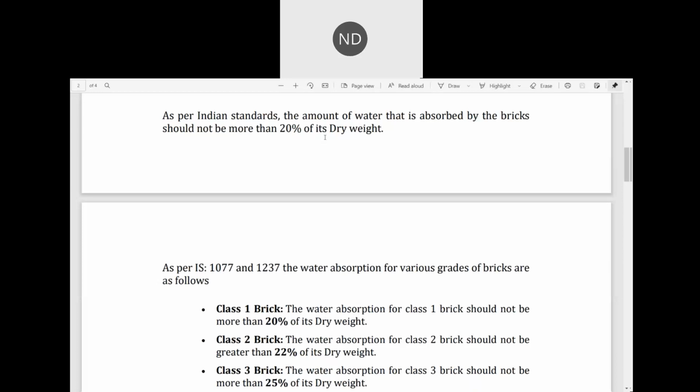Whatever we have done in the lab classes is only for your lab, and you also have to go through your theory portions. Now I'm talking about the water absorption test and brick test in theory class only. So for your practicals you can go through these theories also.